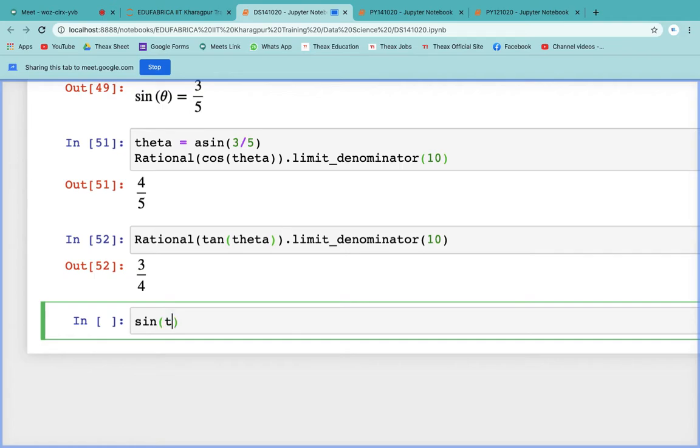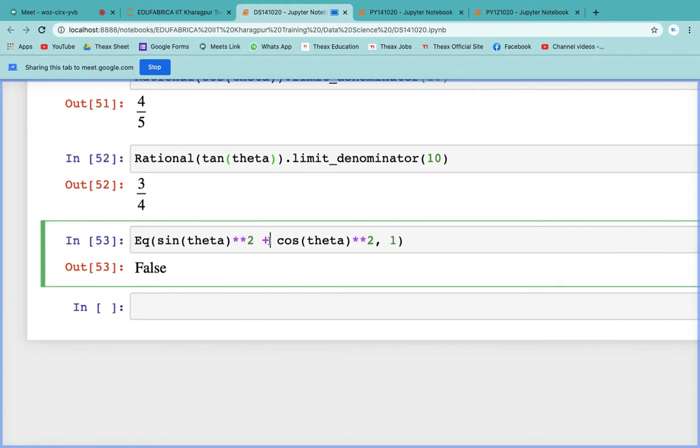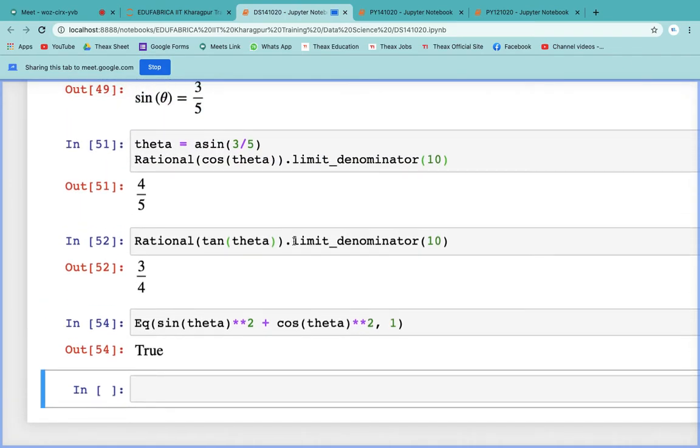Someone said sine theta squared minus cos theta squared is equal to 1. Someone said this, that there is an equation which says so. It should be plus. Is it so? Cos square theta plus sine square theta is equal to 1. Yeah. So it's true, it's an equation also. So here we have the theta values, so we are getting the results right now. Okay. So that's the thing.